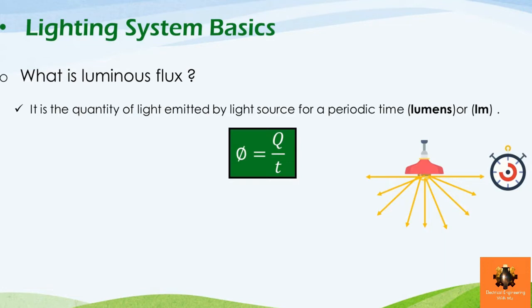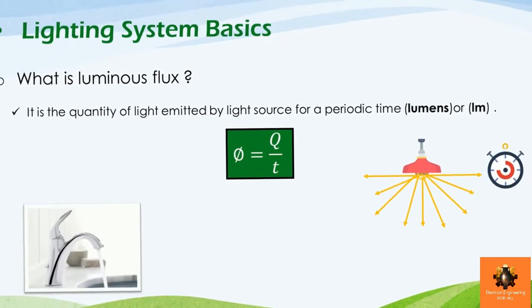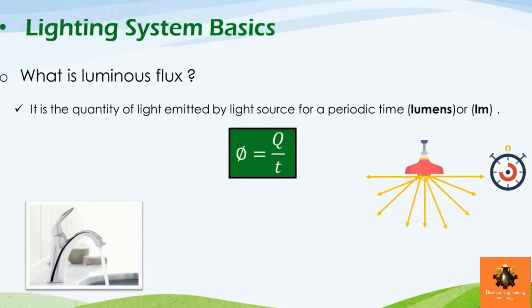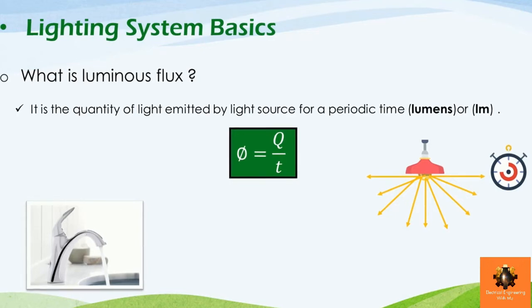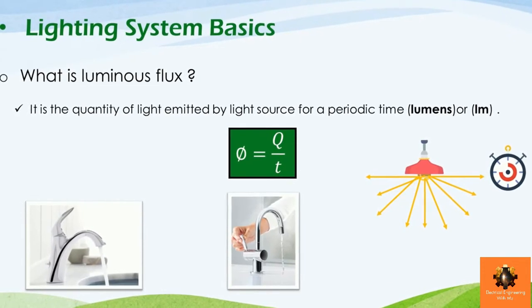So this idea of the light emitted is similar to the water that is going out of the faucet, as the water represents the light or the Q in our example that is going out of the lamp at specific time. So there is a faucet that has a large amount of water going out of it, while another faucet permits a small amount of water to go out of it.